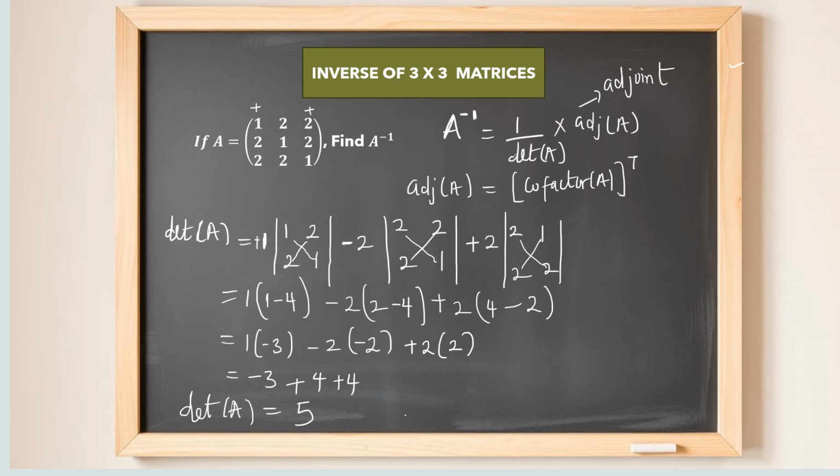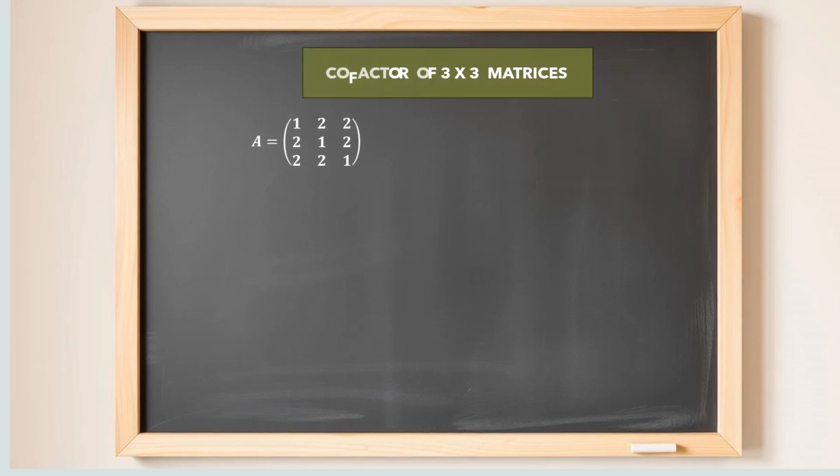And looking at the next step, it is to calculate the cofactor of the 3 by 3 matrix. We've gotten the determinant of A to be 5. Then how do we calculate the cofactor of A? We're going to use the same approach we used, but there's something different in that.